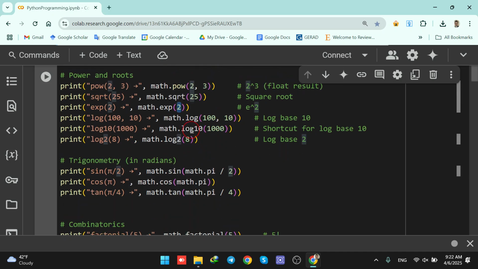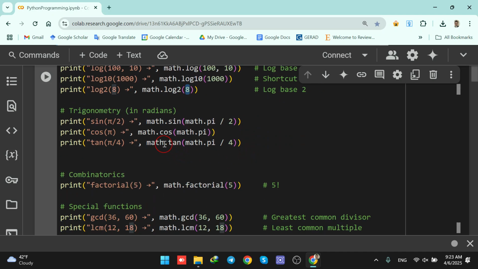And then we are having the logarithm base 10. So the logarithm of number 100 with the base 10 is going to be calculated using the log function. So log10 is going to help us as a shortcut for log base 10. So we are going to have the logarithm base 10 for 1000. And then in order to have the log base 2, we can call the log2 and then put the number that we would like to calculate its logarithm.